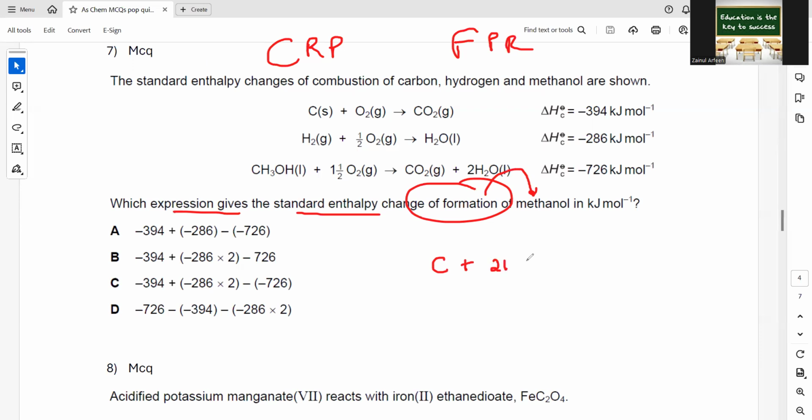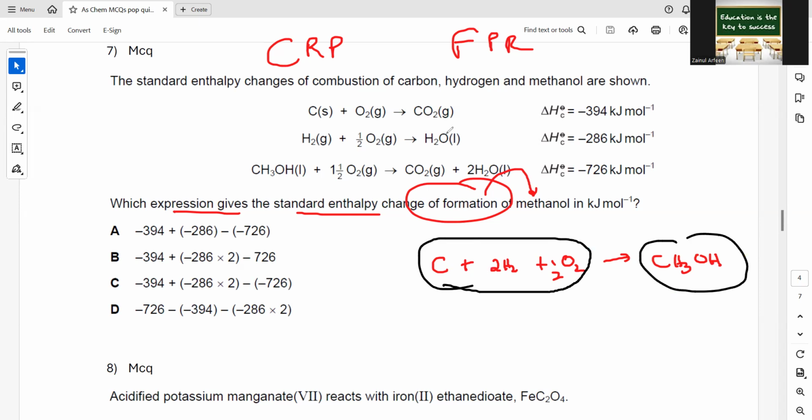Carbon, hydrogen, and oxygen, when they react, they will form methanol. So this is the equation, we have the reactants and we have a product. And the combustions are all given. So whenever combustions are given, it's CRP, not CPR, because I also got confused with this. So it is CRP. And when a formation is given, it is product minus reactant.